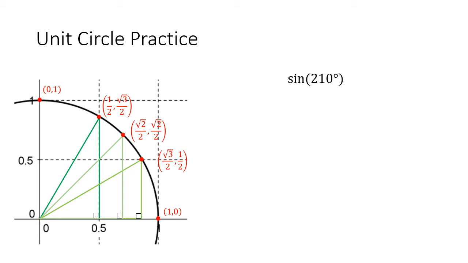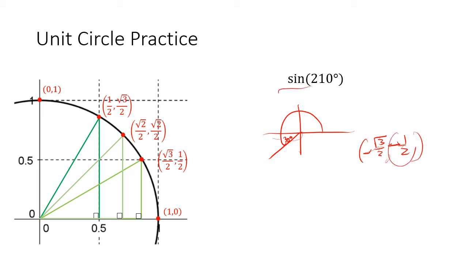The sine of 210 degrees. 210 degrees is going to be over here. It's a 30-degree reference angle in quadrant 3. So again, the coordinates for a 30-degree reference angle are root 3 over 2 and 1/2, except we're in quadrant 3, so both of these are negative, and I'm asking for sine, and so it's going to be negative 1/2. The last one was negative 1/2.